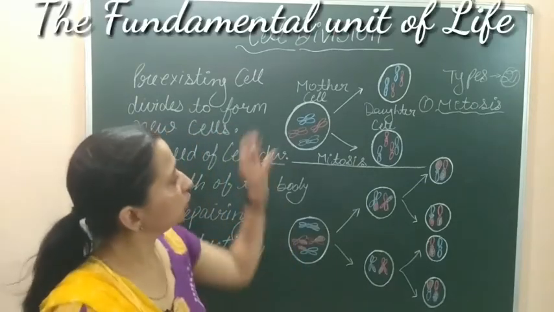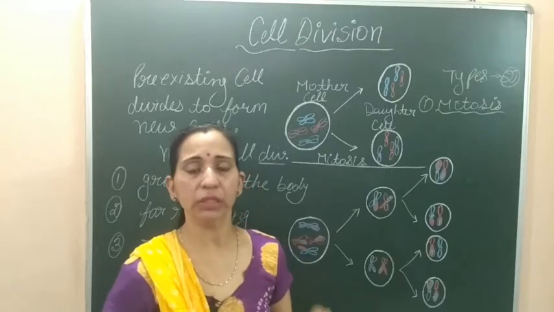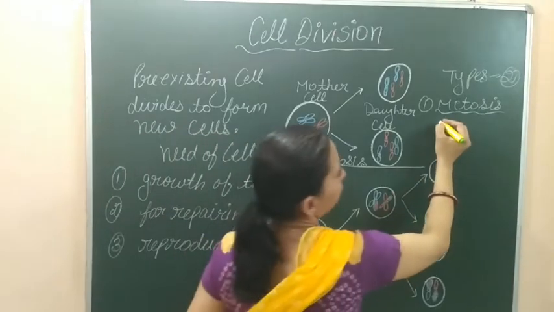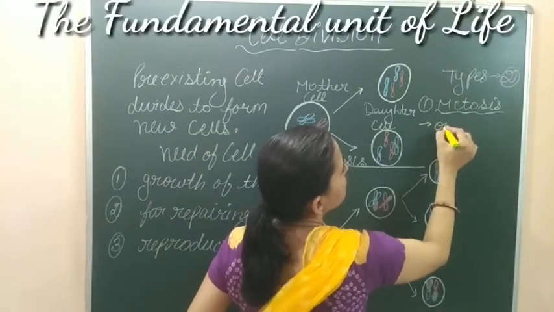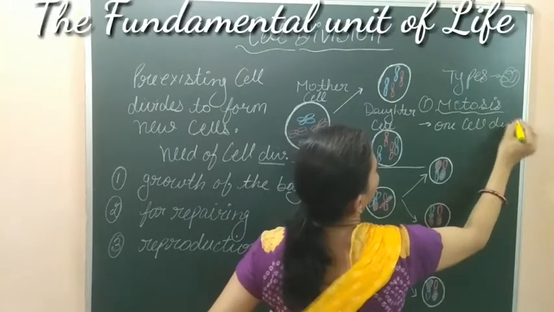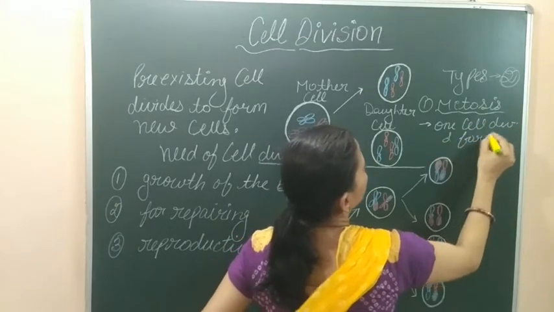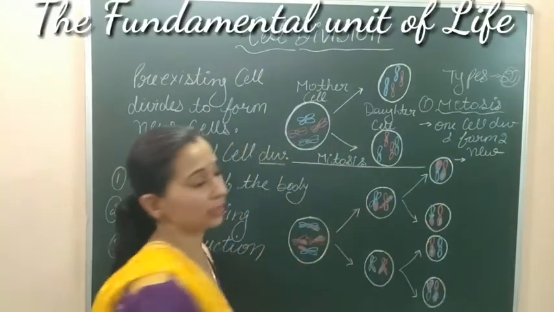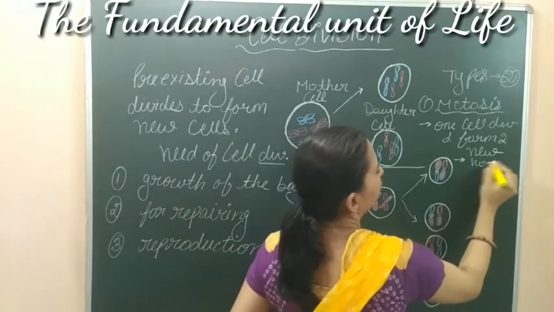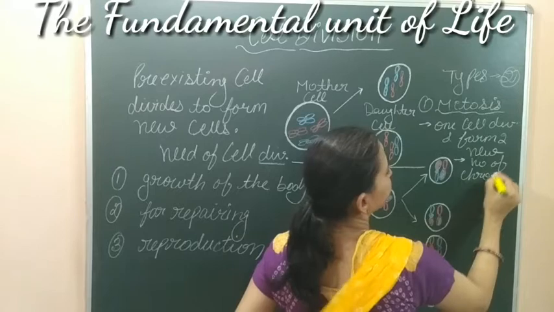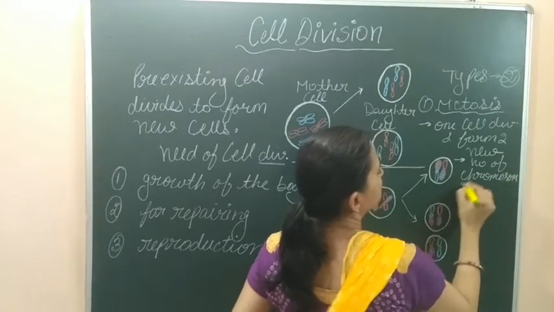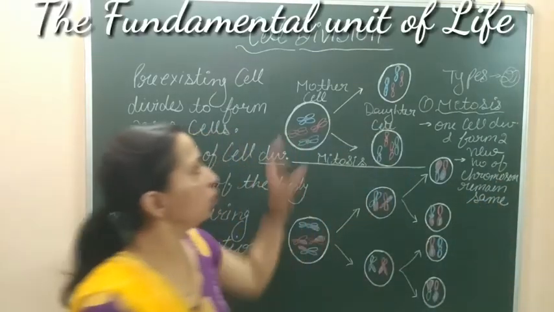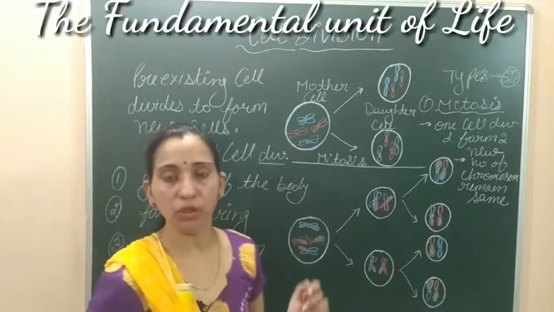And if we talk about the number of chromosomes in such kind of division, in mitosis the number of chromosomes remains the same. तो यहाँ पे अगर हम characteristics की बात करें, one cell divides and forms two new cells. This is the first characteristic. Second characteristic, we can say that the number of chromosomes remains the same. Number of chromosomes जो होते हैं वो same रहते हैं mitosis के अंदर. Here you can see that the number of chromosomes is 4 in the mother cell.